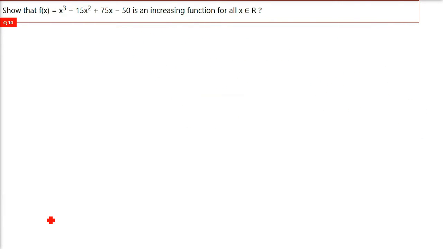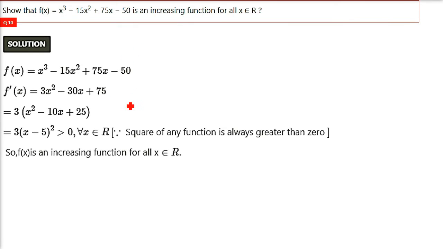Now let me show you the solution here. This is the reference which you can follow. Just write these and explain what I have explained.